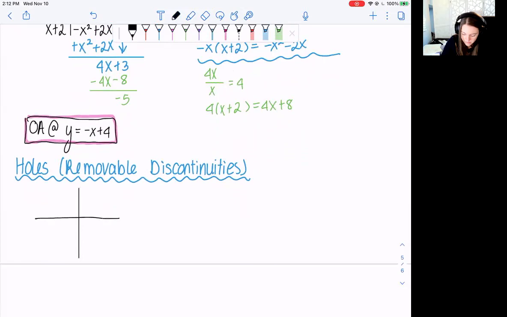And these are just what it sounds like. These are holes in graphs. So I'm just going to put some random asymptotes in here. These could occur anywhere. I'm going to go ahead and put the hole right here. So what you end up having is just a hole in the graph.